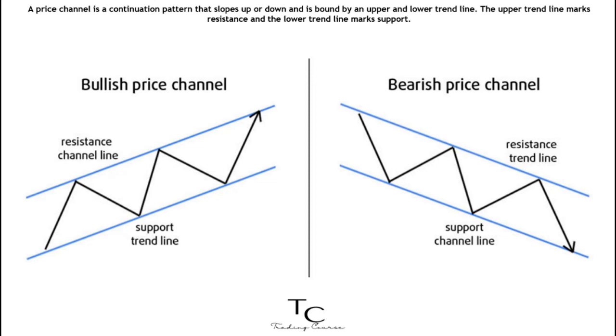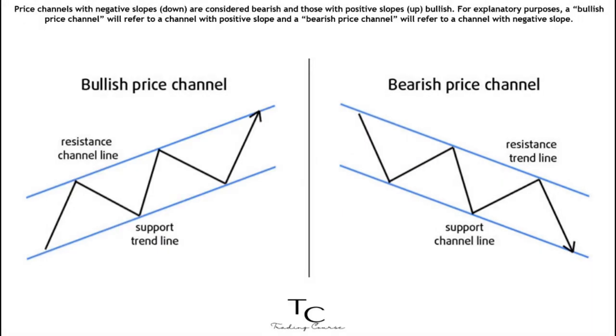A price channel is a continuation pattern that slopes up or down and is bound by an upper and lower trend line. The upper trend line marks resistance and the lower trend line marks support. Price channels with negative slopes (down) are considered bearish, and those with positive slopes (up) bullish. For explanatory purposes, a bullish price channel will refer to a channel with positive slope, and a bearish price channel will refer to a channel with negative slope.